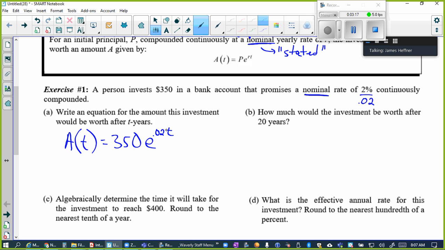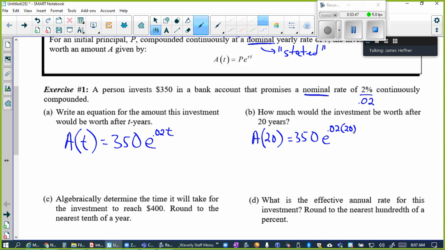In part B, how much will the investment be worth after 20 years? So all we do is take that equation we just wrote and put a 20 in for the t. So A of 20 years: the amount after 20 years will be 350 times e to the 0.02 times 20. And that's just a simple matter of putting that in your calculator. Let me pull that up.